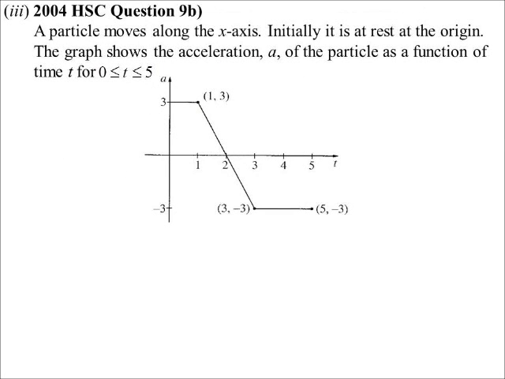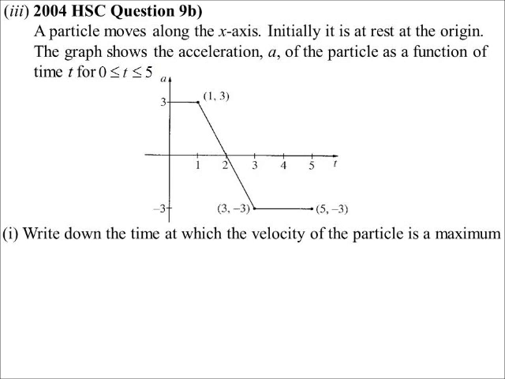2004 question one. Here's a graph where it's an acceleration time graph. They haven't actually given us an equation for the different bits, but because they're straight lines, they'll be easy enough to work out. So initially it's at rest at the origin, and we're going from 0 to 5. Okay, what do they want us to do? Write down the time at which the velocity is a maximum. So all we have is an acceleration time graph, and we want to know when velocity is a maximum.